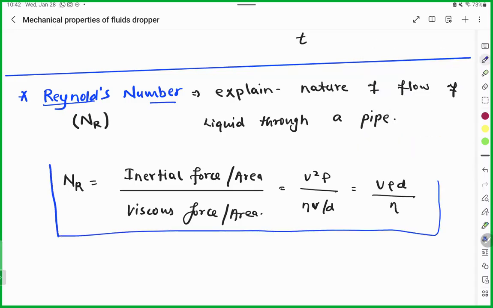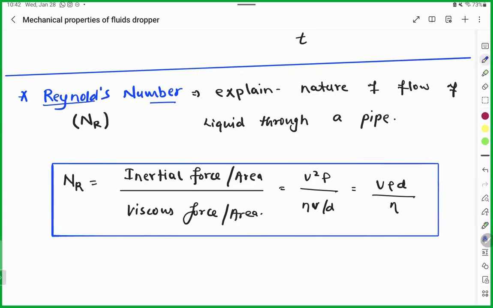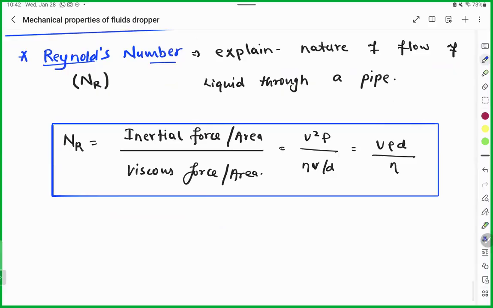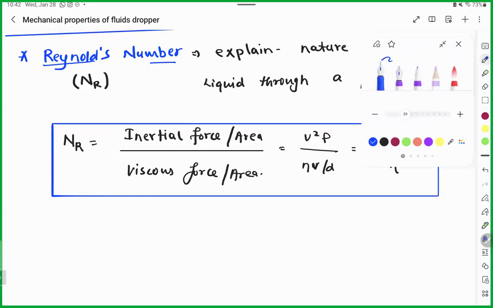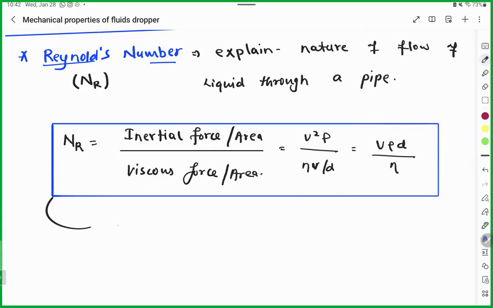So nobody will ask you the formula most of the time. It's just what is the significance of this number. This is what is most important. This number will tell you everything. For example, if your N_R is less than 2000, then you will call it streamline flow or laminar flow, because of slow speed.